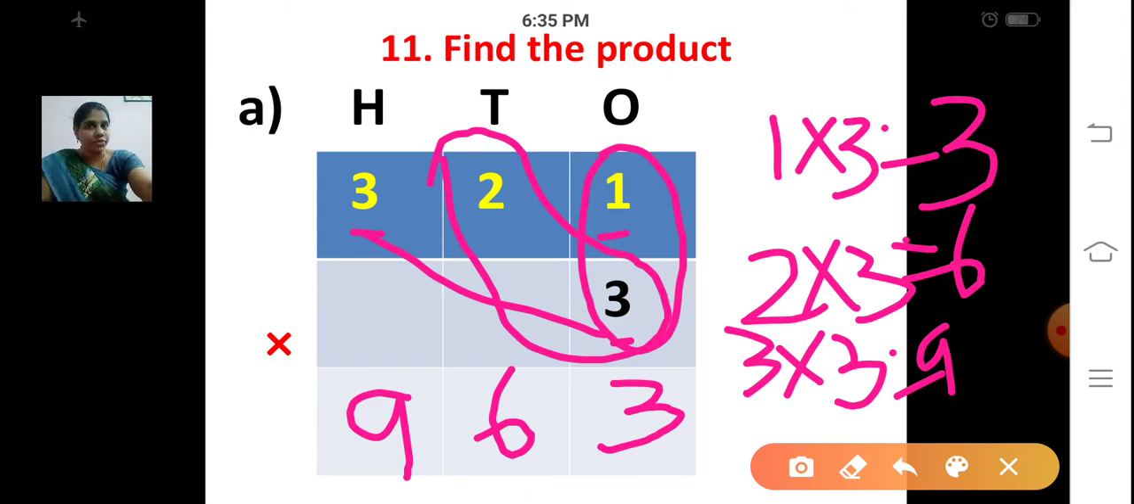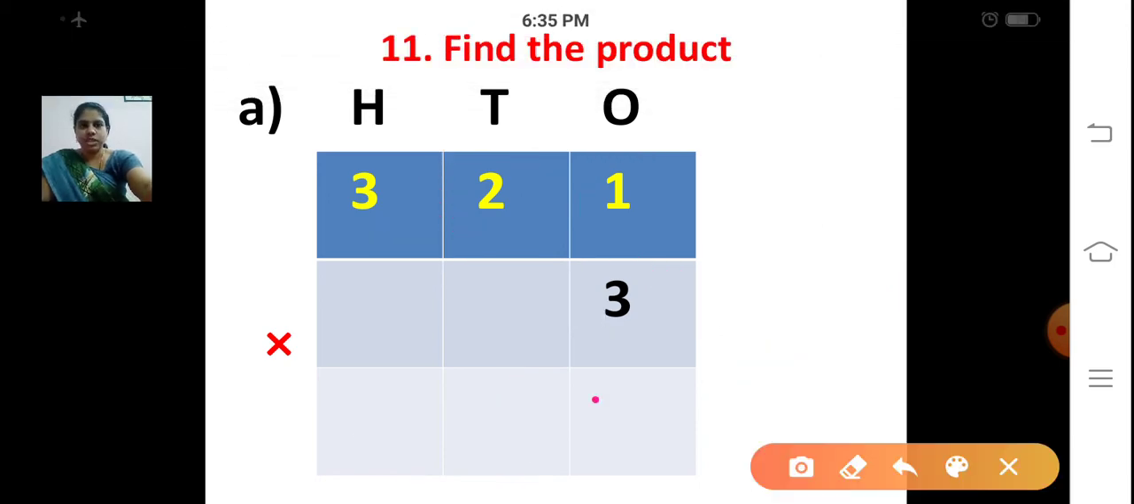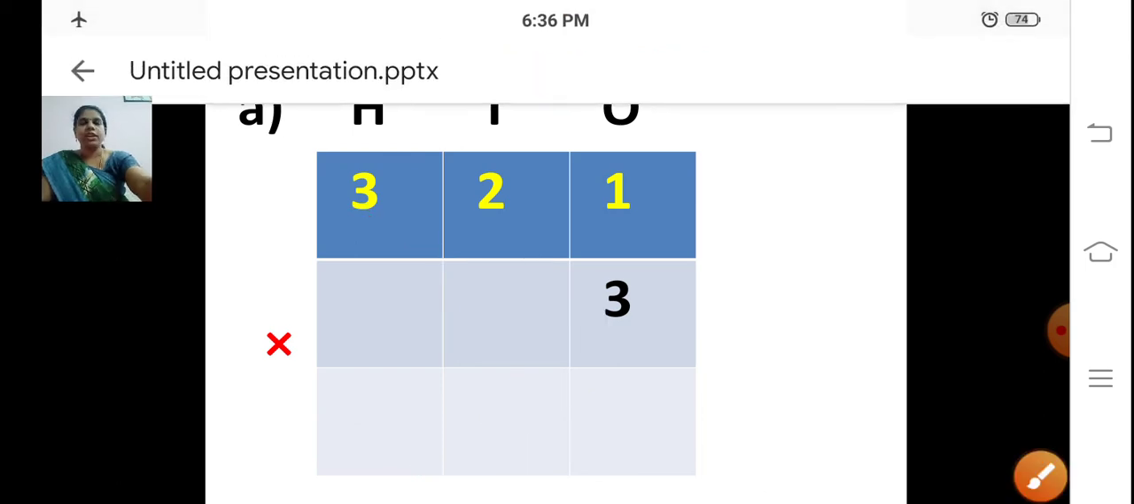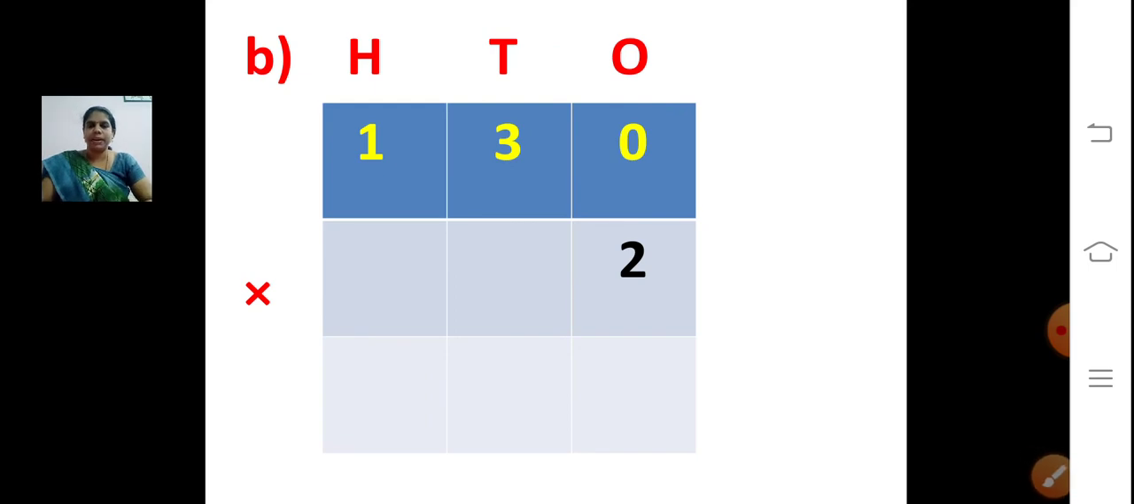I'll repeat it one more time. What is the first step? 1 into 3, 3. Now 2 into 3, 6. 3 into 3, 9. So 1 three is 3. 2 threes are 6. 3 threes are 9. Understood, children? So you know how to multiply a 3-digit number by a single digit number, right? So we'll see the next sum.